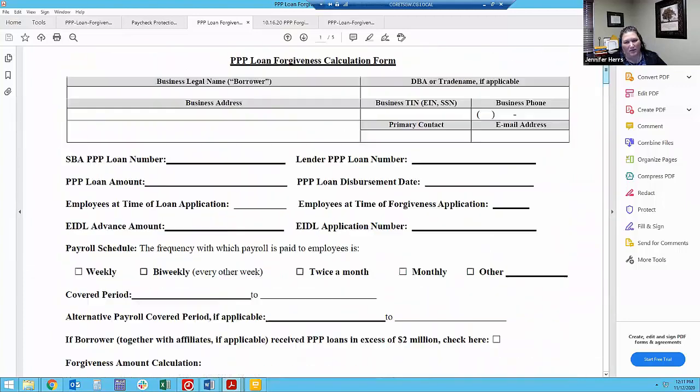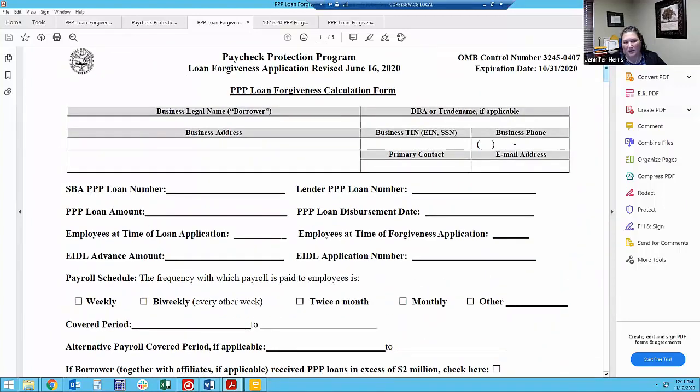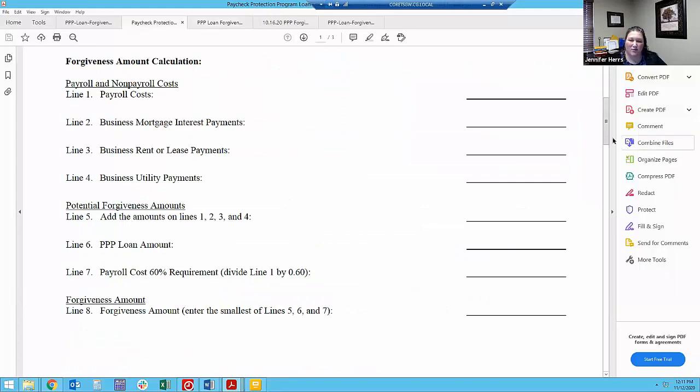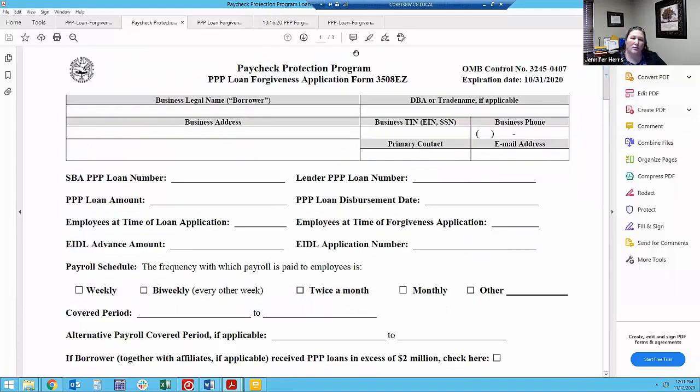Another question we get, well, somebody quit and I can't rehire them. They just refuse to come back, anything like that. You can still use the EZ form because it takes out anything like that. You're giving 25% for reducing, but if you just can't, you had to fire them for a reason or they quit, it gives you leeway on that as well.